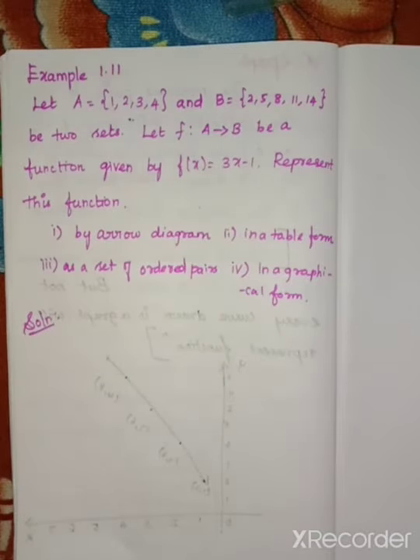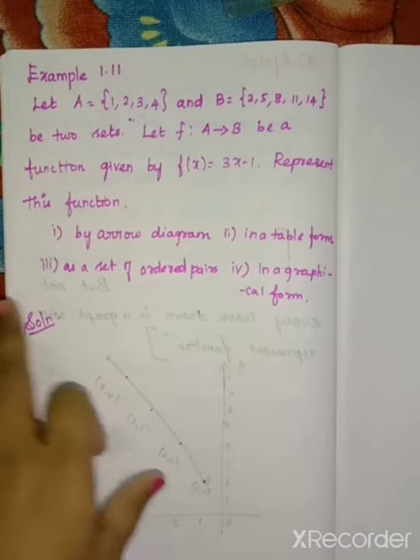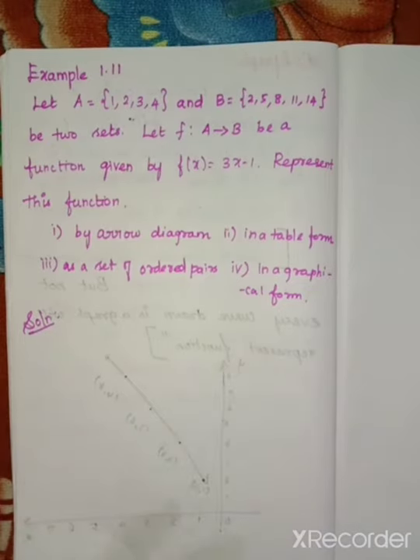See example 1.11. Let A equal to the set of 1, 2, 3, 4 and B equal to the set of 2, 5, 8, 11, 14 be two sets. Let f from A to B be a function given by f of x equal to 3x minus 1. Represent this function. Here the first subdivision is by arrow diagram, the second one in table form, the third one as a set of ordered pairs, the fourth one in graphical form. So first of all we want to find this function for the 4 subdivisions.